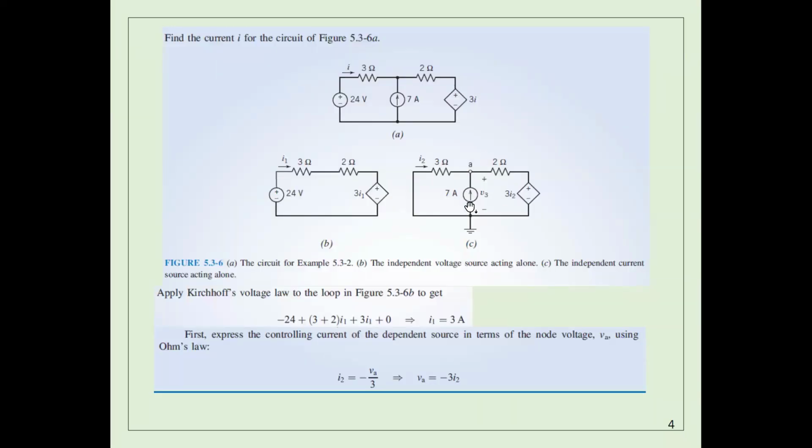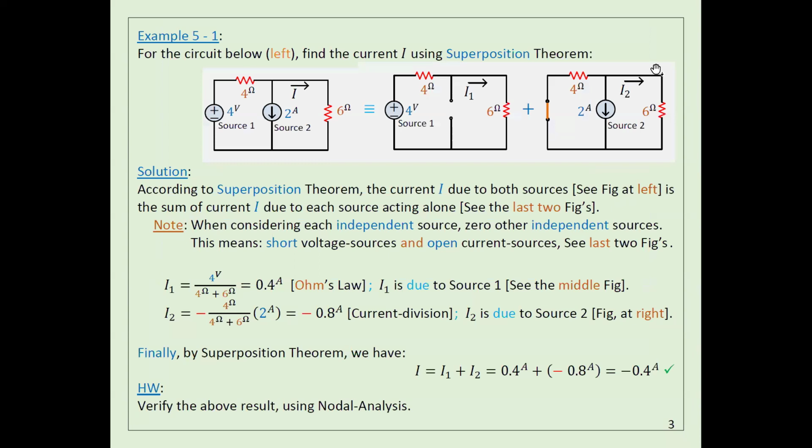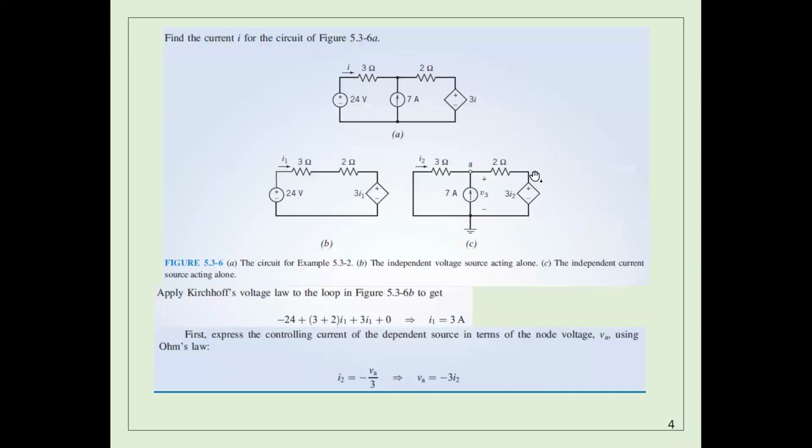How can I get the current here? I can't apply current division here, because I apply current division only if you have only resistors in parallel. Very important, guys, because you are learning, of course, you may make these mistakes. There is a big difference between this circuit here and this circuit. In this circuit, I can apply current division simply because I have two resistors in parallel. But this is not the case here.